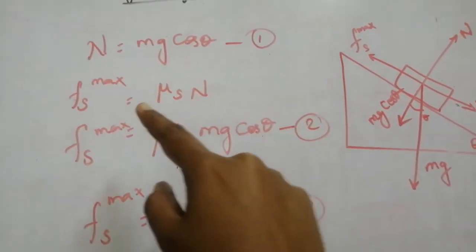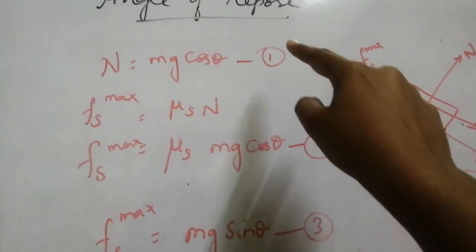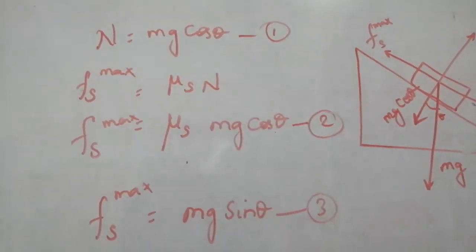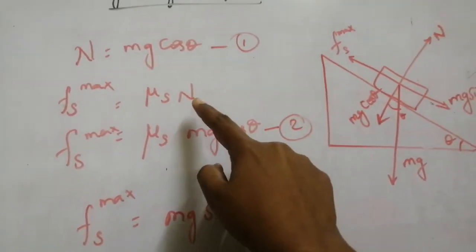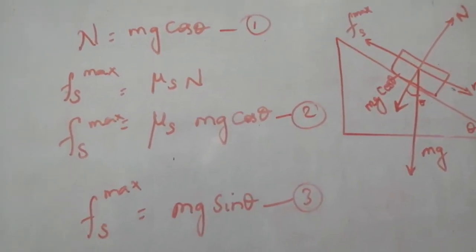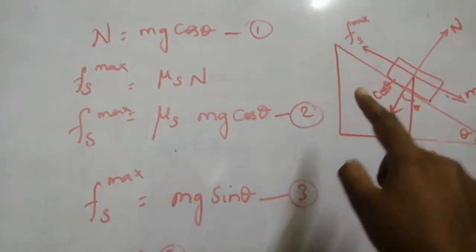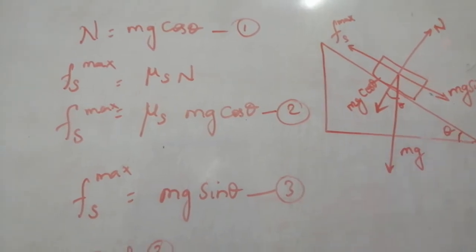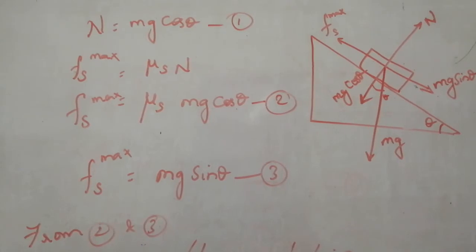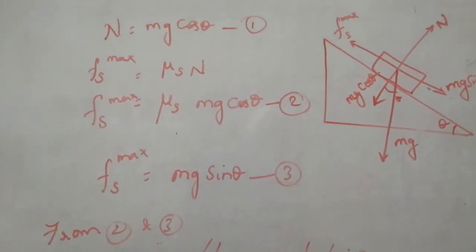Then we know that Fs max, the friction force, is equal to mu s N, and we had the value of N in equation 1. Substitute the value of N in this equation. So instead of N you write mg cos theta. Then it becomes Fs is equal to mu s into mg cos theta. Let this be equation number 2. So we have equated the vertical forces. Next we go to the horizontal forces. So Fs max is equal to mg sin theta. This is equation number 3.